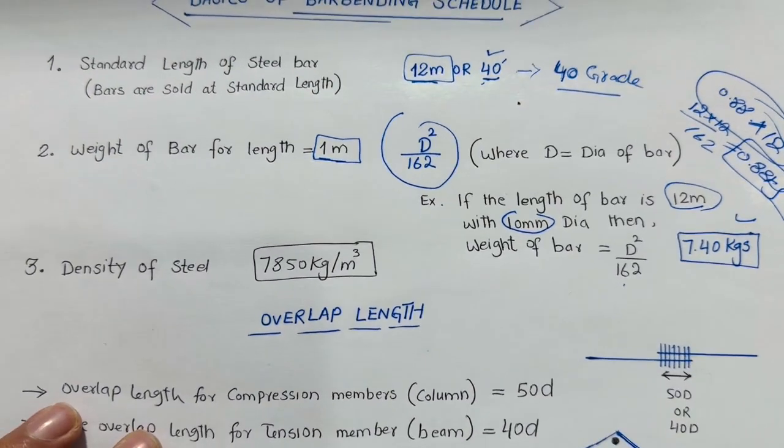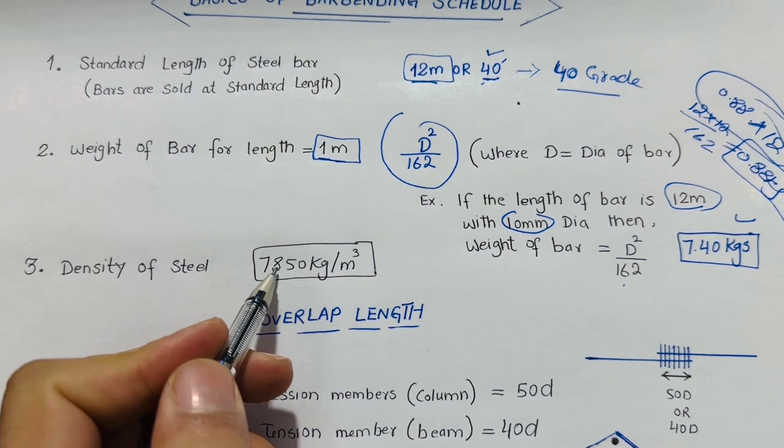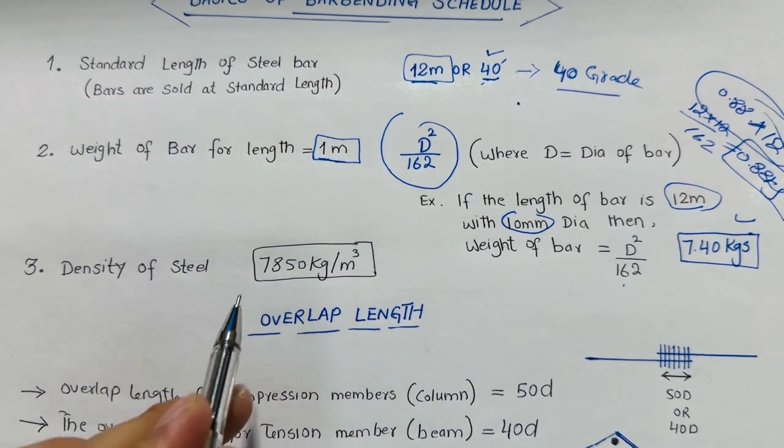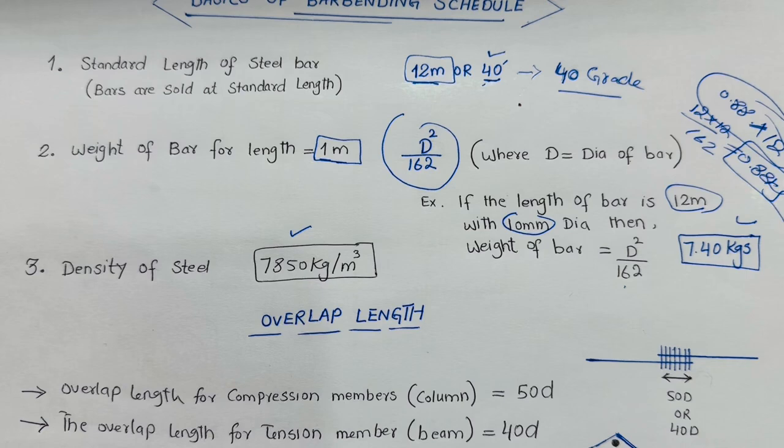Next, guys, you can see the third one is the density of steel, which is 7850 kg per meter cube, okay? So you should know about the density of steel.